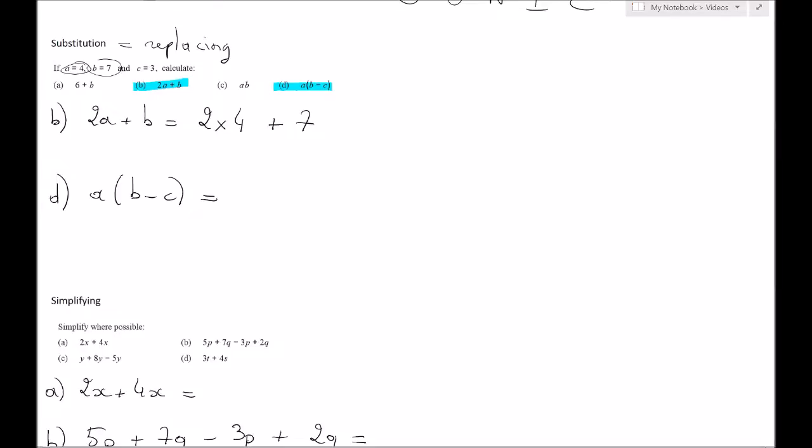Okay, in algebra, we don't write the multiplication sign. So just assume that it's a multiplication, but we don't write it. All right, so 2A plus B is the same thing as 2 times 4 plus 7. It's going to be 8 plus 7, which is 15. Second example, A times B minus C. Again, there's no times here, but we know that there's a multiplication sign. So I'm going to replace or substitute all letters. So 4 and 7 minus 3.